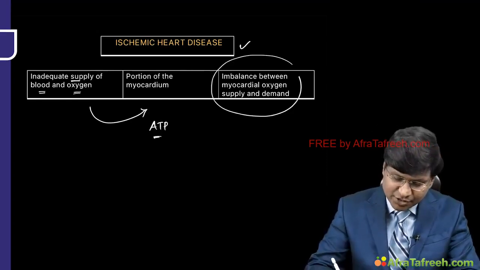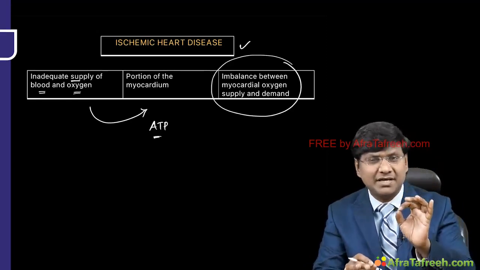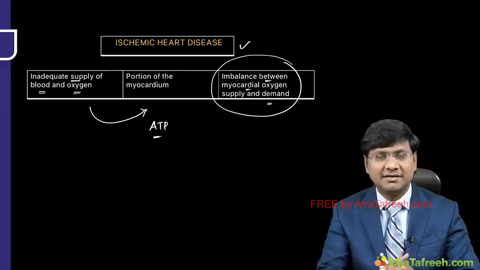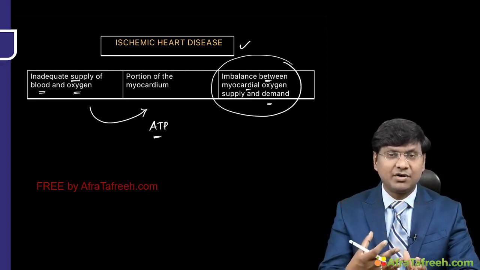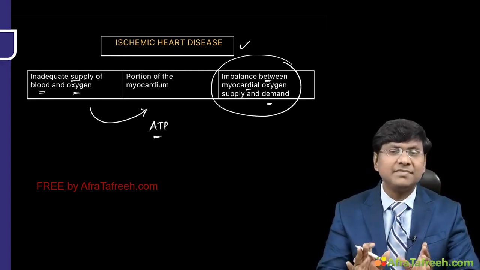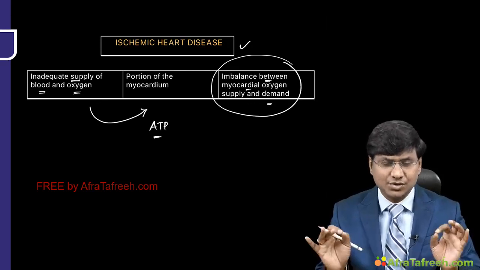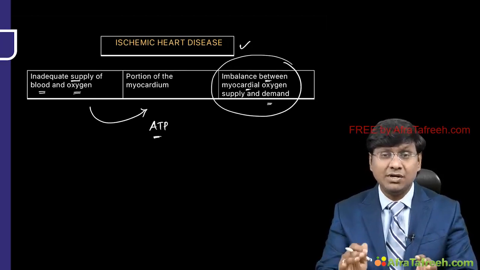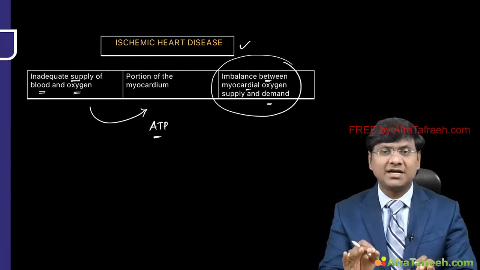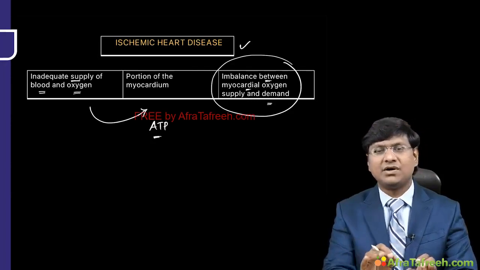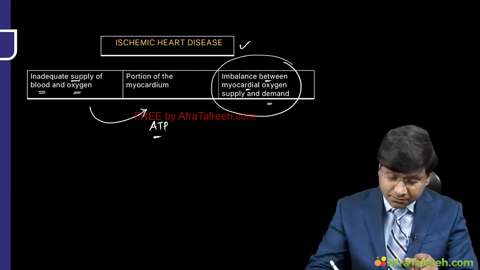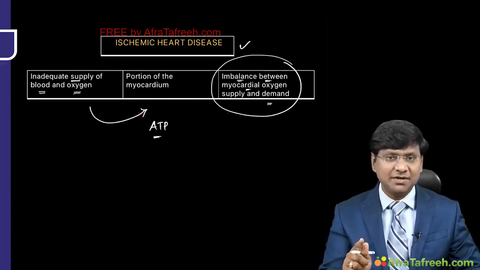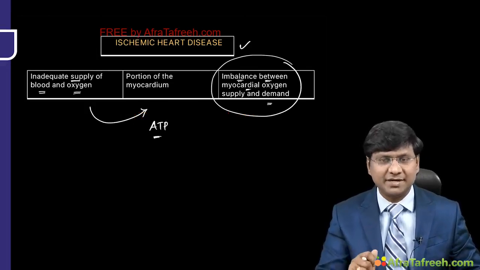And in these patients with ischemic heart diseases, there is a typical imbalance between the myocardial oxygen supply and the demand. If you take any muscle in our body which is continuously working 24/7, that will be the cardiac muscle. So cardiac muscle should have continuous blood supply and continuous oxygen supply. Always, 24/7, the cardiac muscle is under the demand of oxygen and blood. So if there is an imbalance between the myocardial oxygen supply and demand, that will make the individual develop what is called ischemic heart disease.